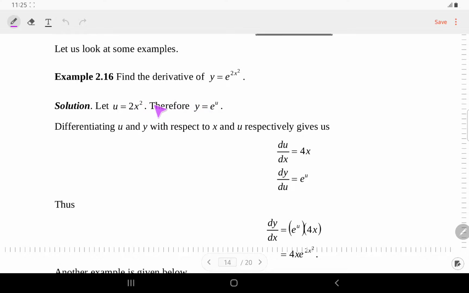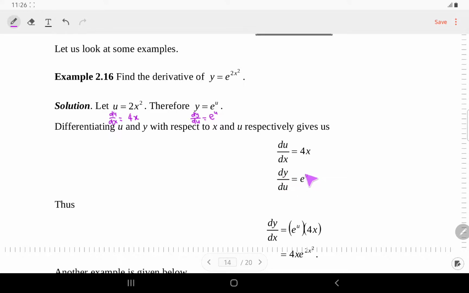So we differentiate these two functions. Here, du over dx equals 4x. And here we differentiate y, so it becomes dy over du. When we differentiate the exponential function, it stays the same. So we have du over dx equals 4x and dy over du equals e power of u.